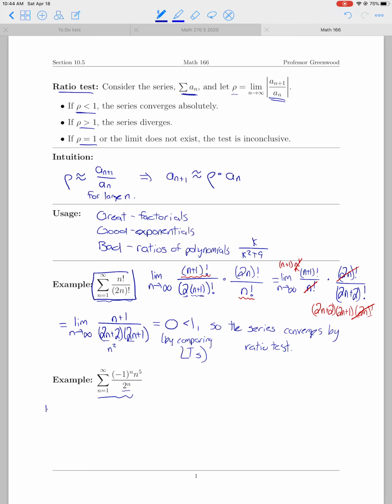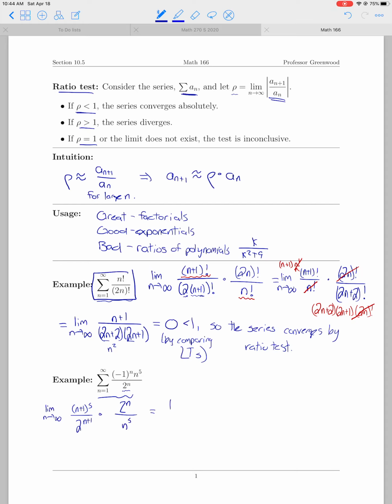And so here, I'm going to take again the limit as n goes to infinity of the ratio of consecutive terms. I'm really taking the absolute values of these ratios, and so for that reason, I can drop the minus 1 to the n right away. And then I'm going to get n plus 1 to the 5th over 2 to the n plus 1, and then times the reciprocal of the original term. And so that's 2 to the n over n to the 5th.